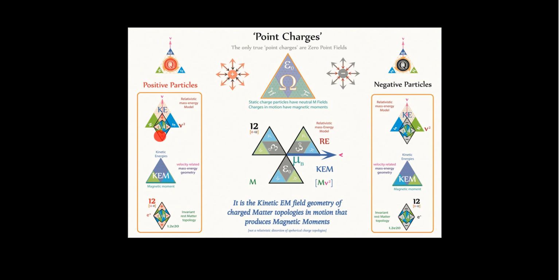When a force is applied, the particle goes from being just the matter topology with its rest mass energies to the particle with its rest mass energies plus the mass energies of its KEM field. There's no matter component to a KEM field. There's only mass energies, and the amount of mass energies is related to the velocity of the particle. The faster it's moving, the more mass energies it has.